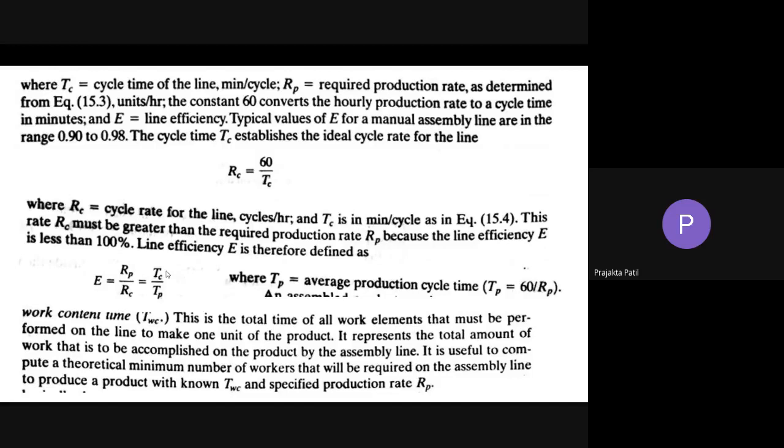When it comes to these manual assembly lines, you have to find out the minimum number of workers that are required on that assembly line. In order to calculate that, knowing the total work content time and the rate of production is important. So the approach here is to compute the number of workstations required in order to achieve a specified production workload. We have this equation for the same.